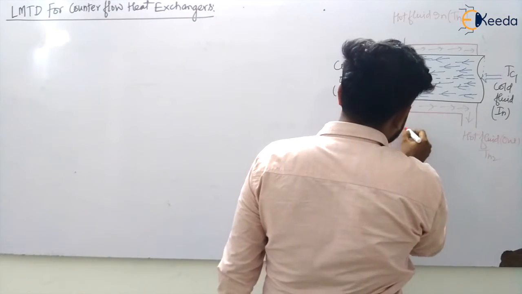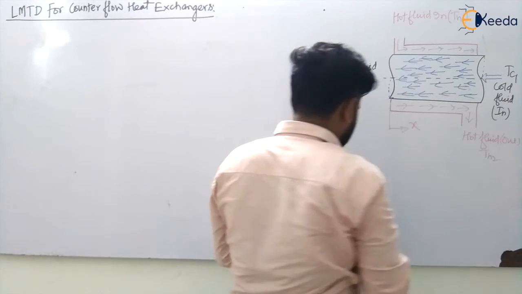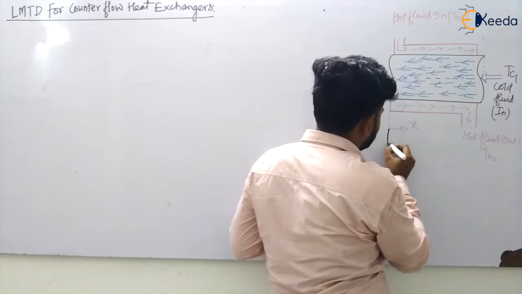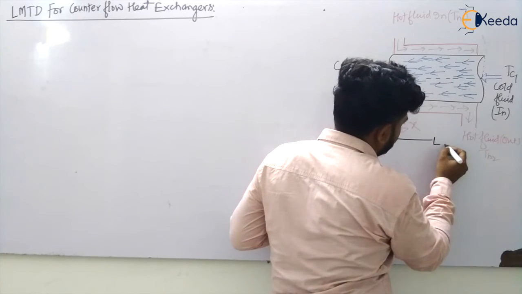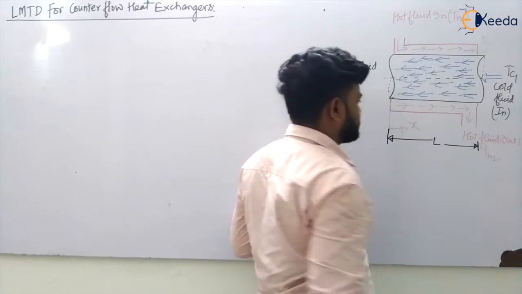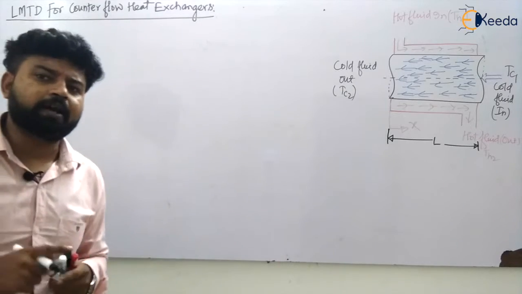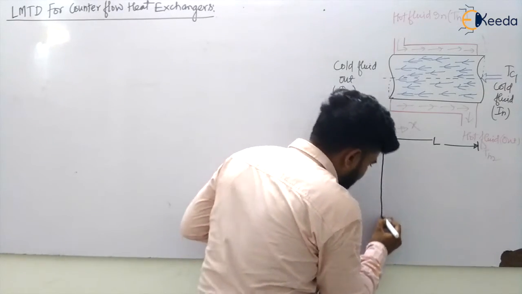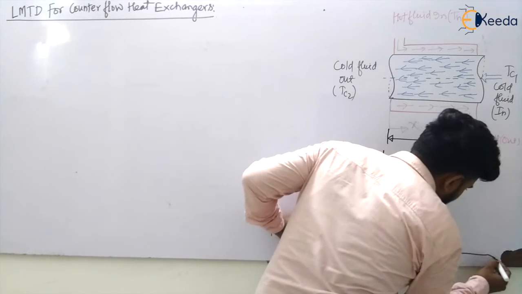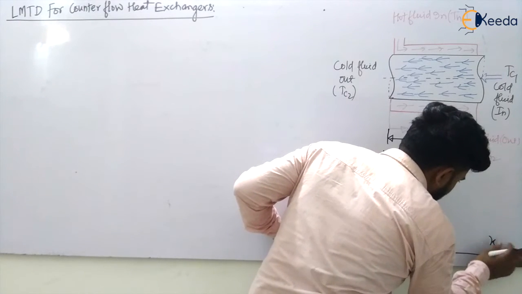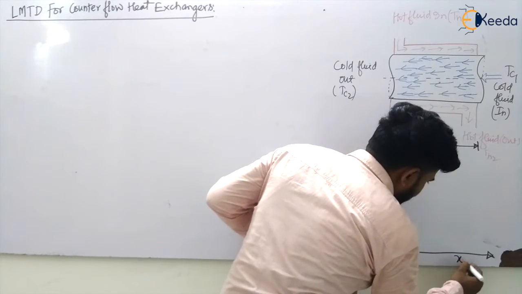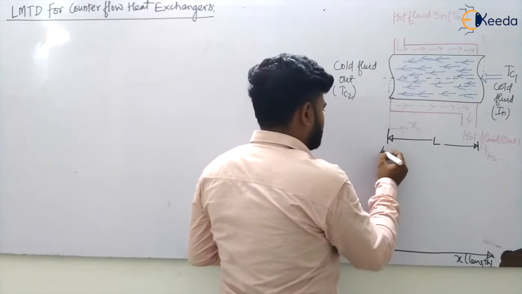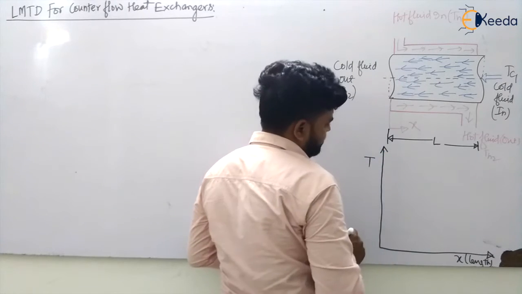Let us take X in this direction for the heat transfer, and let us take the length of the heat exchanger as L. Let us draw the temperature profiles for both the fluids. X is the length along the length of the heat exchanger, and this is the temperature T, my dear students.